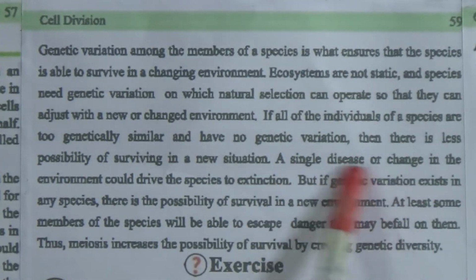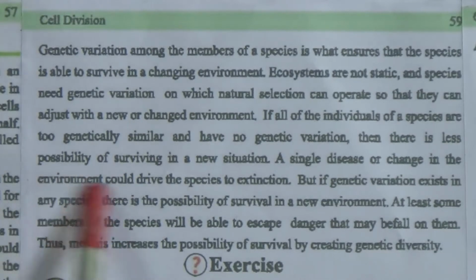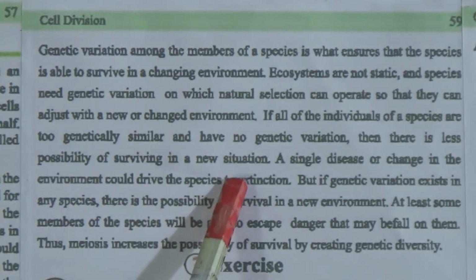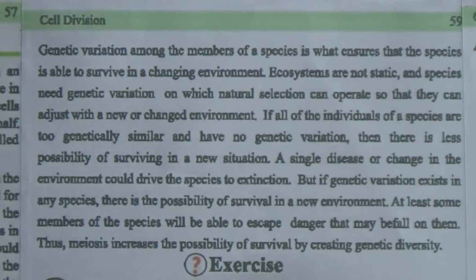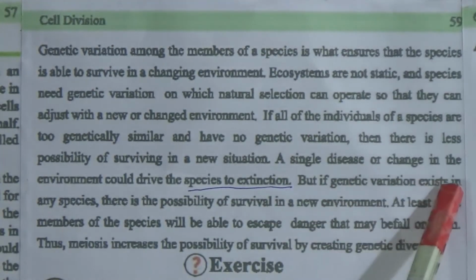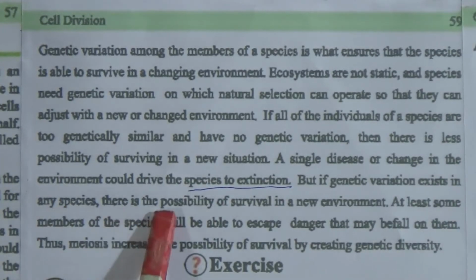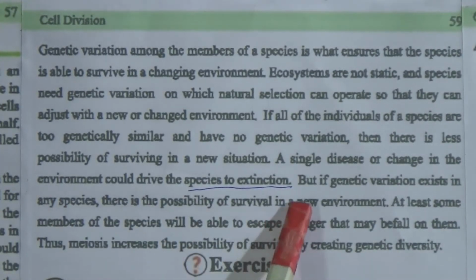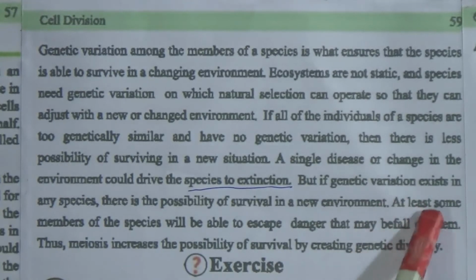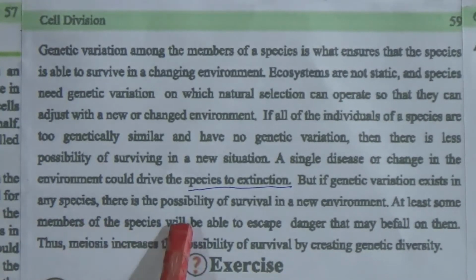A single disease or change in the environment could drive the species to extinction. But if genetic variation exists in a species, there is the possibility of survival in a new environment. At least some members of the species will be able to escape danger that may befall them. Thus meiosis increases the possibility of survival by creating genetic diversity.